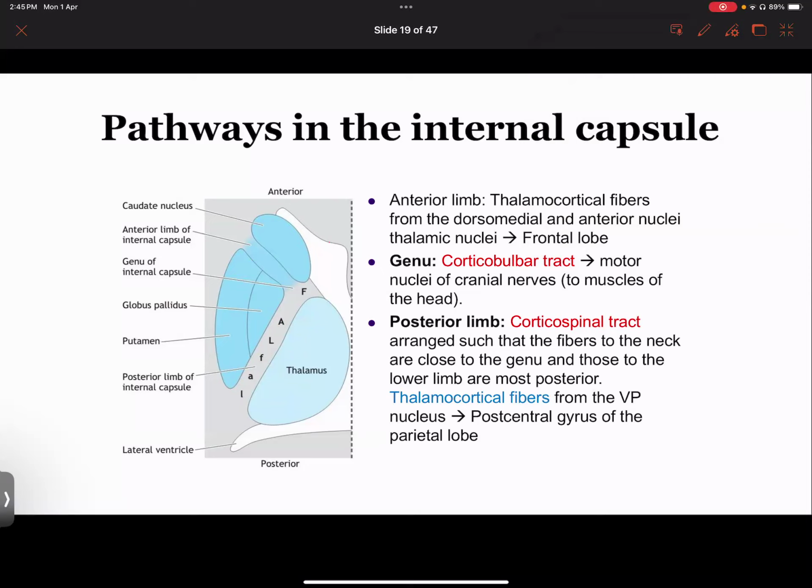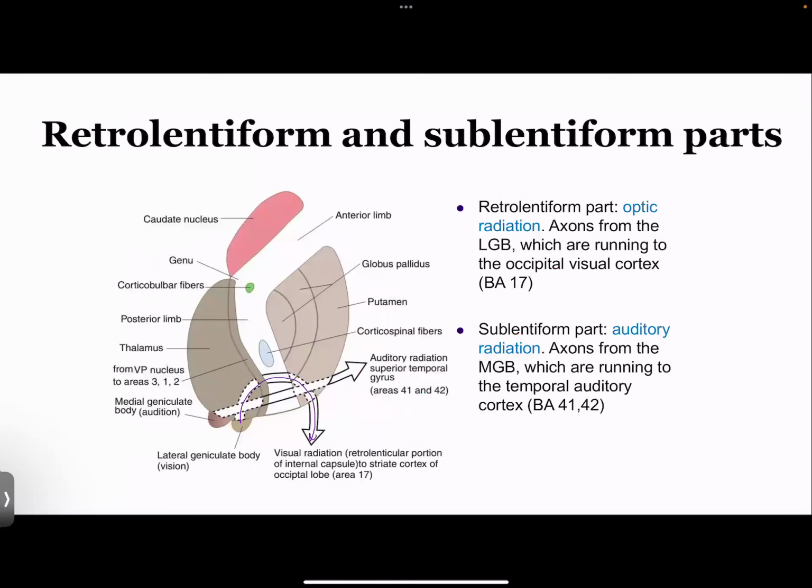So this is the first one, the corticospinal tract, and the other one is the thalamocortical fibers that come from the VP nuclei. Again, the VP is basically for the somatosensory, and it goes to the postcentral gyrus of the parietal lobe. So we have in here not only corticospinal, not only movement, but also sensory. We're going to talk about the lesions after we finish the retrolentiform and sublentiform.